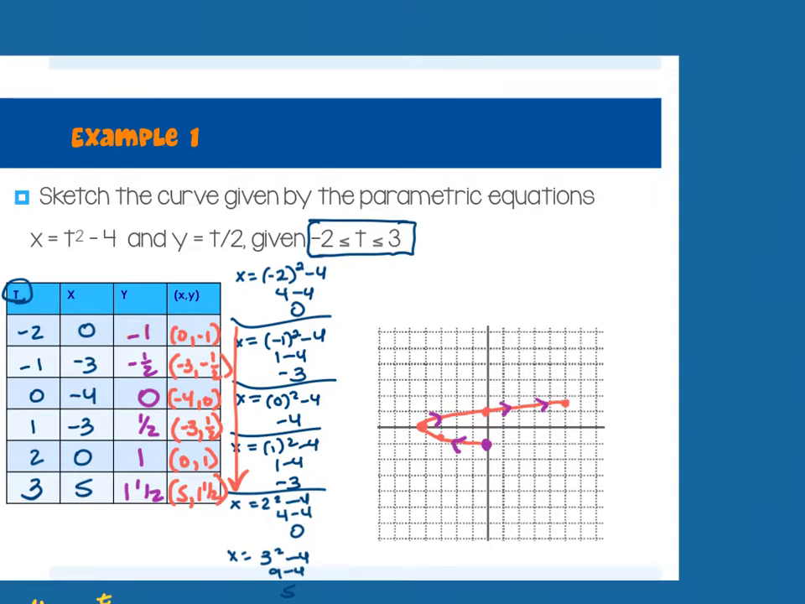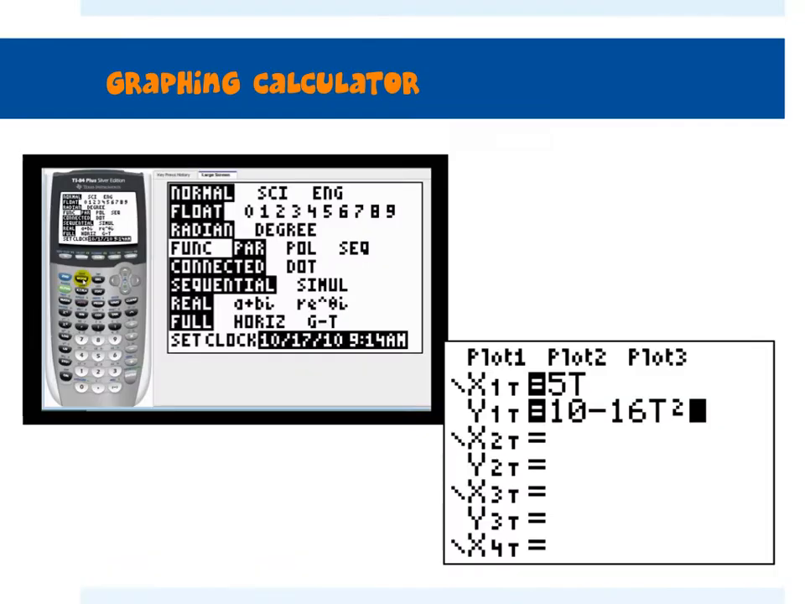Questions on that one? So sometimes they're going to be lines, sometimes they're going to be curves. You just want to plot your points. It's, oh, t over 2. So I'm going to type.